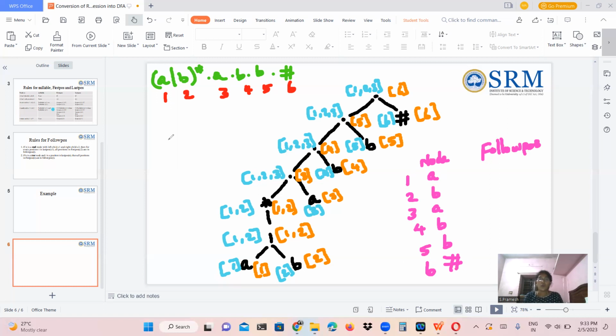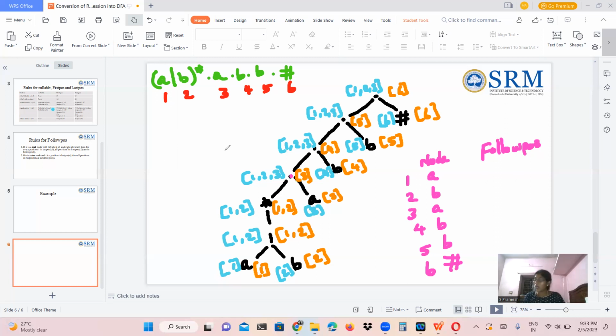So for this follow calculation, the rule is we are going to consider only the concatenation symbol and the star symbol. Here we have a star symbol, and in the remaining places we have concatenation symbols. First you calculate the concatenation, and finally you calculate the star symbol. For this concatenation, what I have to do is first consider this symbol.